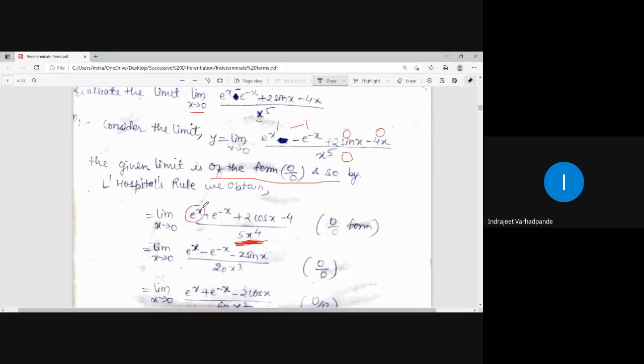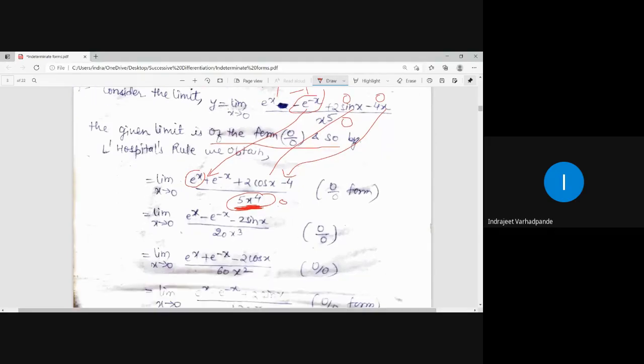Derivative of e to the power x is e to the power x. Derivative of minus e to the power minus x is plus e to the power minus x. Derivative of sin x is cos x. Derivative of minus 4x is minus 4. But x to the power 5 derivative is 5x to the power 4. Still it is 0. Again differentiate the numerator. 0 by 0 form it is giving you. So unless and until x is removed from the denominator, we cannot simplify further. This is 0 by 0 form.